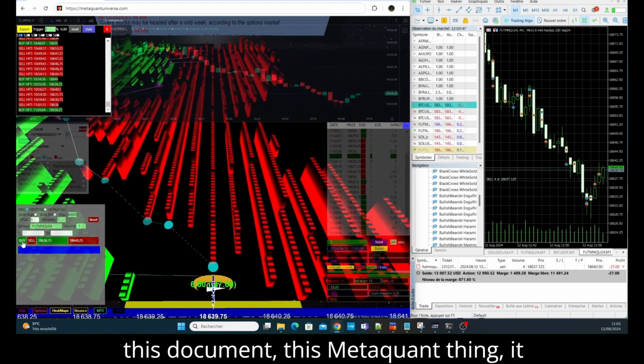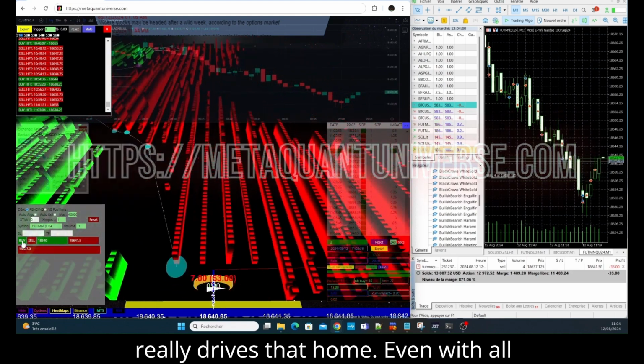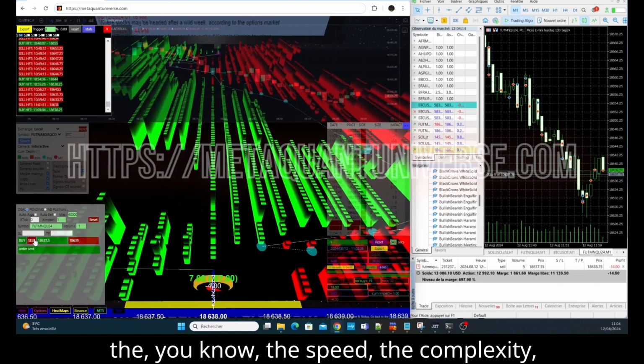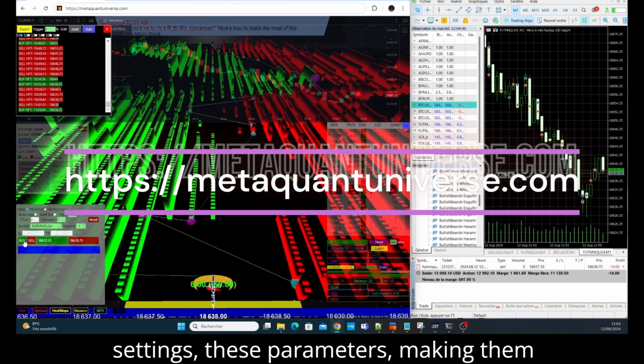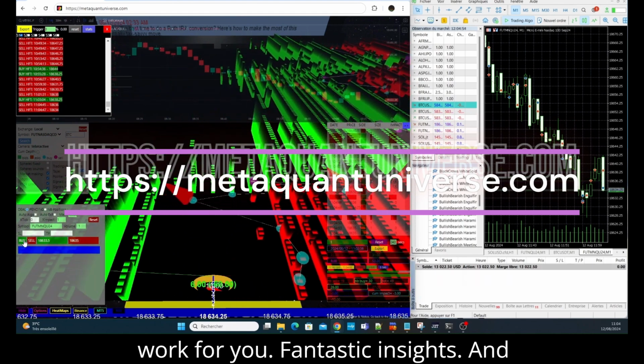And this document, this MetaQuant thing, it really drives that home. Even with all the speed, the complexity, the real power is understanding these settings, these parameters, and making them work for you. Fantastic insights.